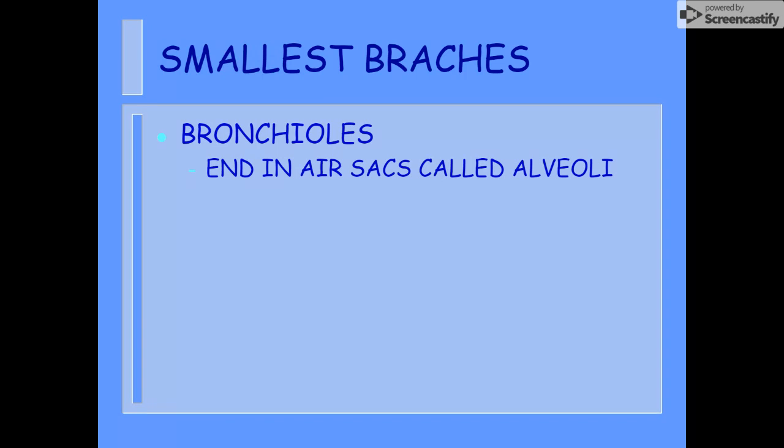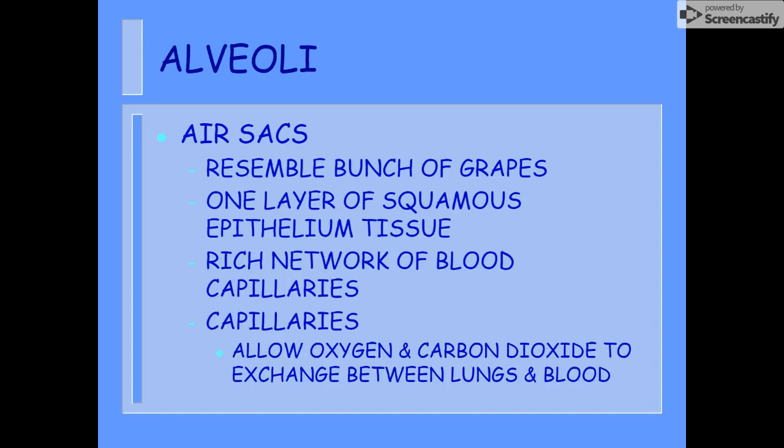At the end of the bronchioles, you have little sacs called alveoli. So your alveoli are air sacs. They resemble a bunch of grapes. They are one layer of squamous epithelium tissue. They are a rich network of blood capillaries. The capillaries allow oxygen and carbon dioxide to exchange between the lungs and the blood.